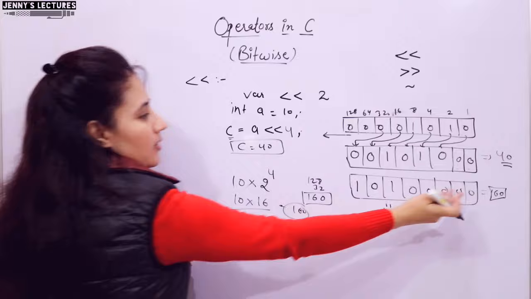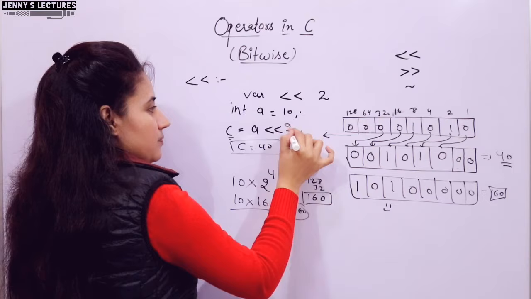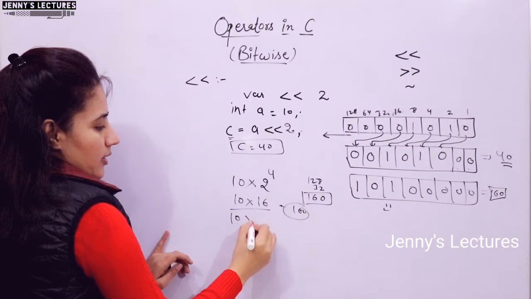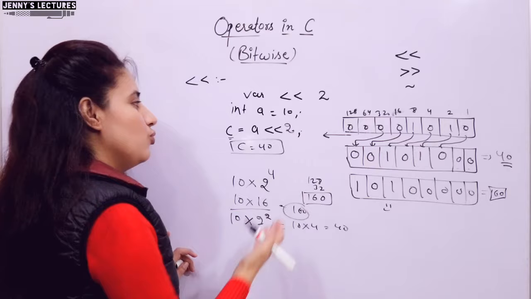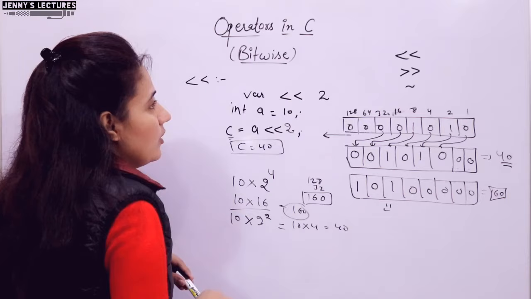So this is the shortcut. If you write 2 here, what output will you get without looking at this one? A is 10 into 2 raised to power 2, 10 into 4, that is 40, and the same output we got, 40. So this is a short trick to find the output without following the proper process. Now what about the right shift operator?